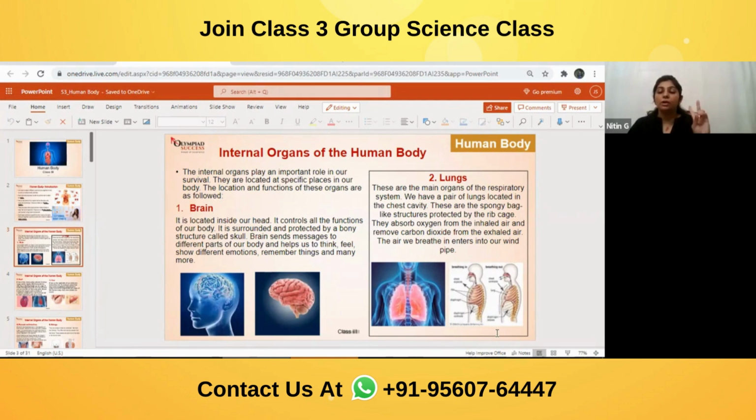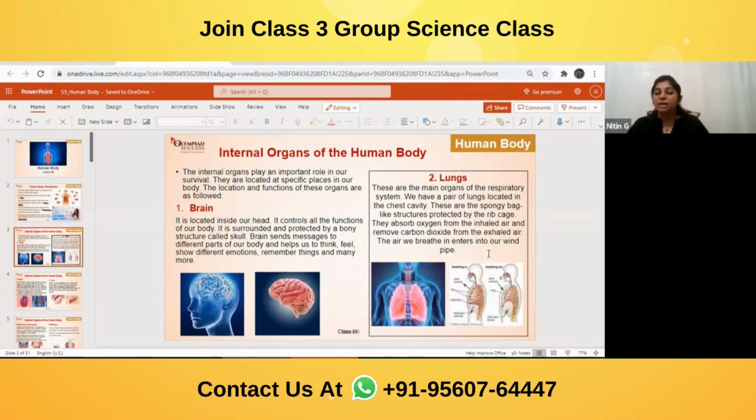So two internal organs we have seen. One is the brain, the other one is the lungs. Clear to everyone? So the brain is in the skull, and all the actions of the body are controlled by the brain, like thinking, remembering some things, emotions, feeling. All these are controlled by the brain.